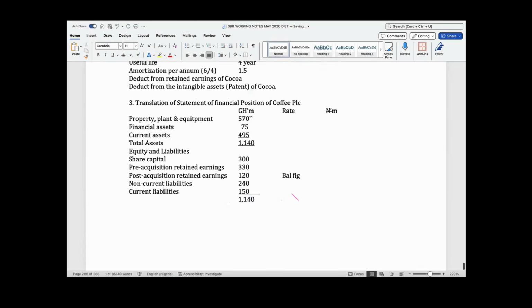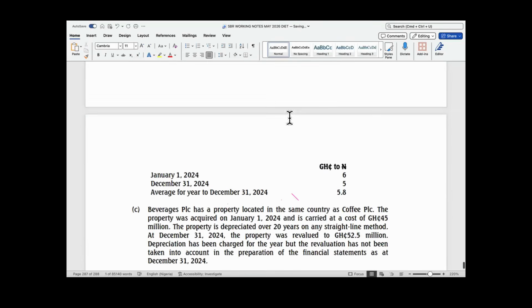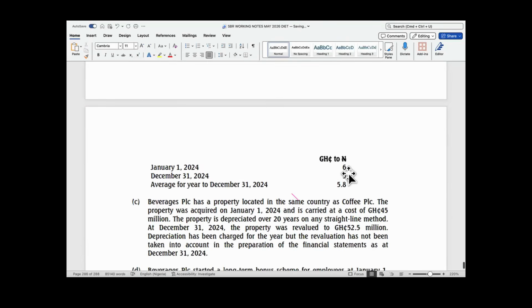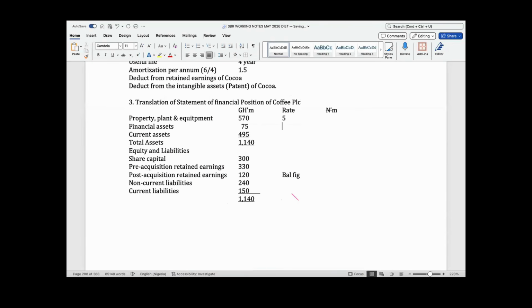So in translating, the rate to use for the PPE, I'm going to use closing rates, which is 5. Share capital and pre-acquisition reserve, I'm going to use 6. Okay. So this is 5, 5, 5. I'm using 6, 6, 5, 5. So please give me the naira.